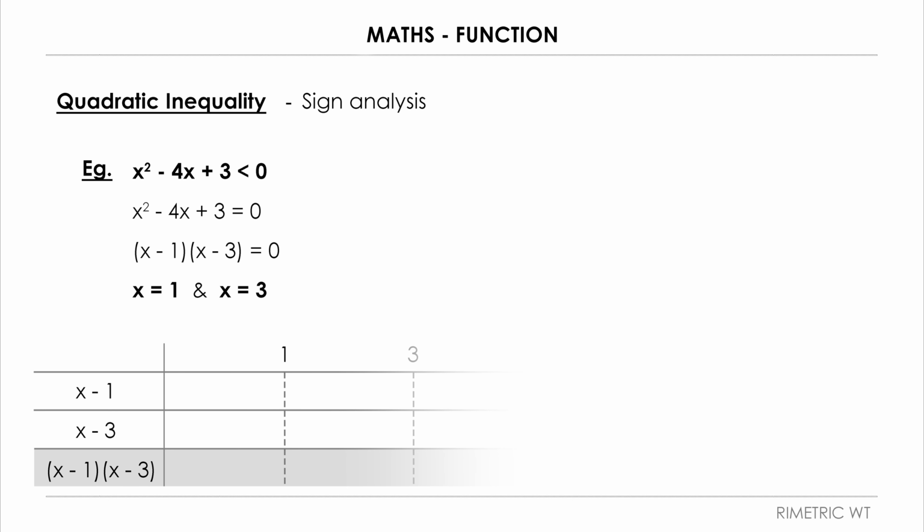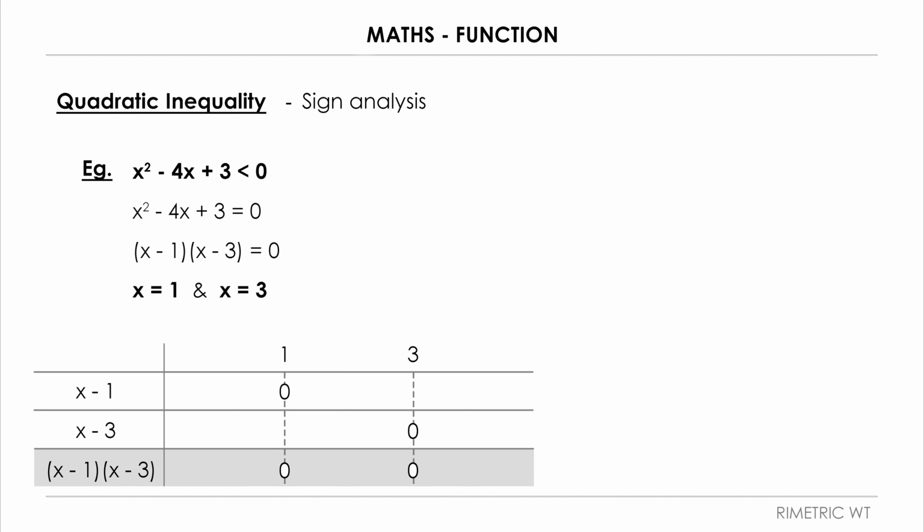Then we construct a sign chart where the roots are the cutting points as shown. When we test x minus 1 at x equals 1, it will be 0. And when we test x minus 3 at x equals 3, it will be 0. And the function will be 0 at both points.